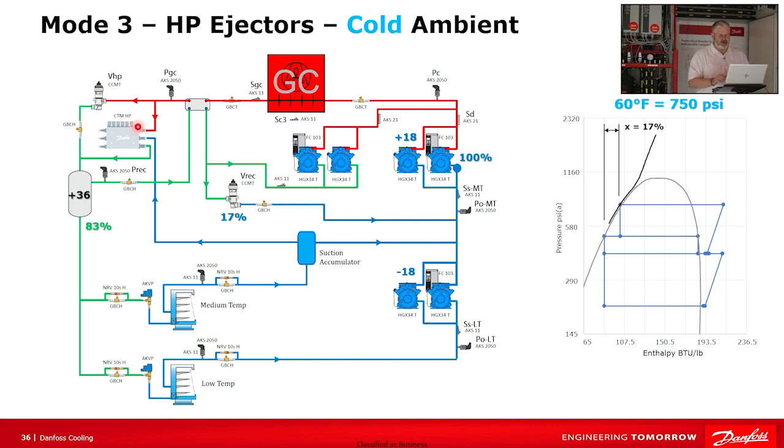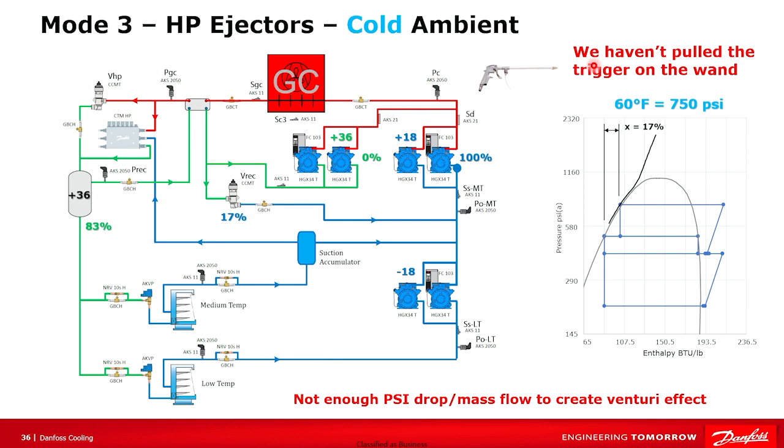One thing to note, we're showing the high pressure valve and the ejector block. Most people are doing that because they have the high pressure valve as backup, but you don't have to have the high pressure valve. But if you want to purchase it every time, we're okay with that too, obviously. So here we'll notice nothing went to parallel compressors, and the reason is we haven't pulled the trigger on the pressure washer wand. Back to that example, there's not enough pressure drop across the ejector block, and there's not enough mass flow because it's a cooler ambient. We're not running everything. We can't create the Venturi effect.